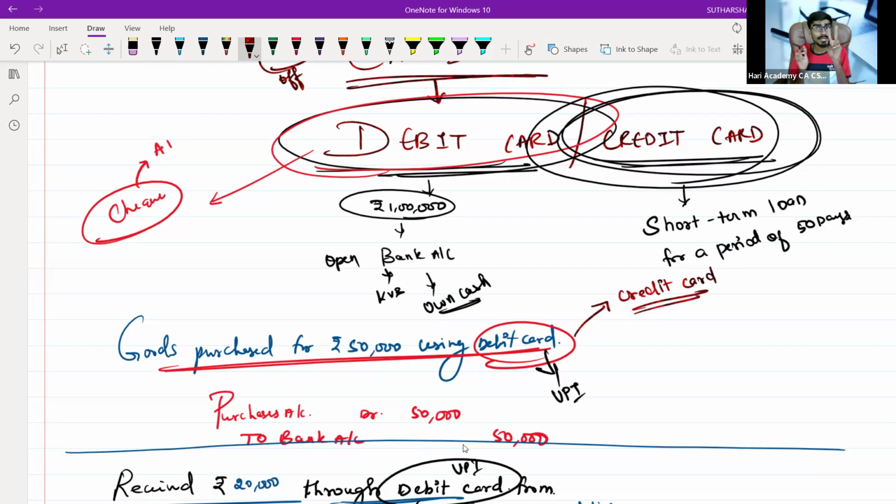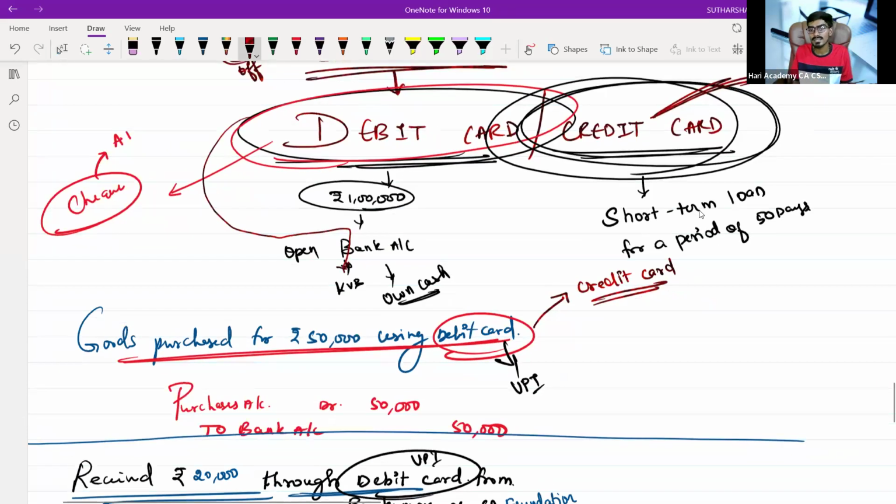The credit card can be of two types: one is my own bank's credit card, or another bank's credit card. For a debit card in KVB, I must open a bank account. For a credit card, a bank account is not mandatory in the bank where we receive that credit card. Now, goods purchased for rupees 50,000 using a credit card. What journal entry will you pass?